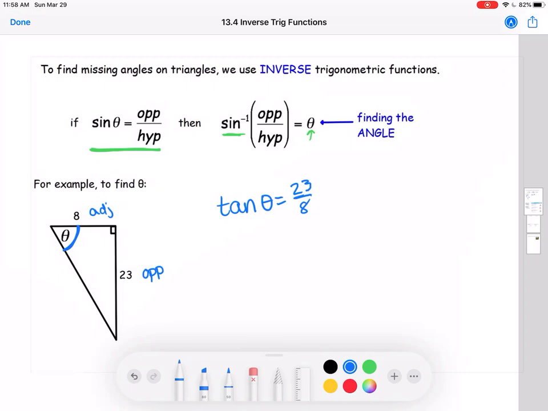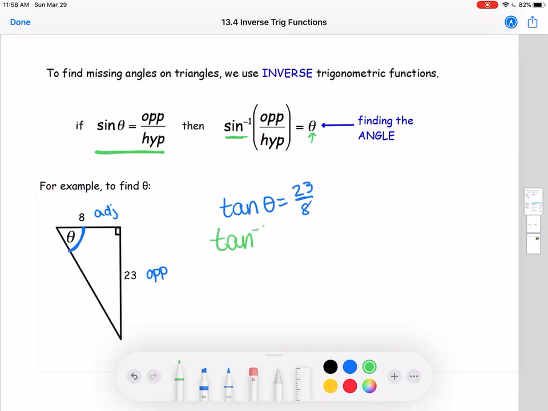over 8. So to solve for theta and figure out what that is, we want inverse tangent of the tangent theta. This is actually what's happening because whatever you do to one side you have to do to the other, but we don't often write it like this because inverse tangent and tangent end up canceling each other out, and we get inverse tangent of 23 over 8.